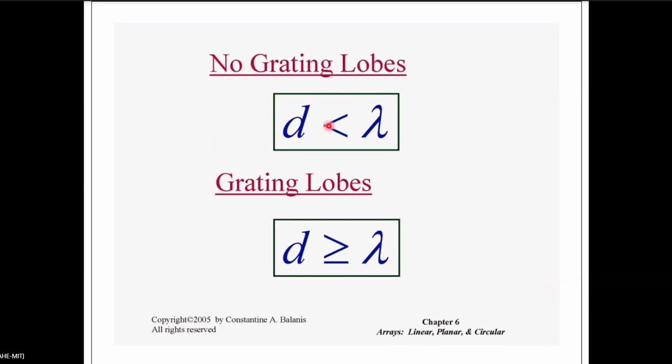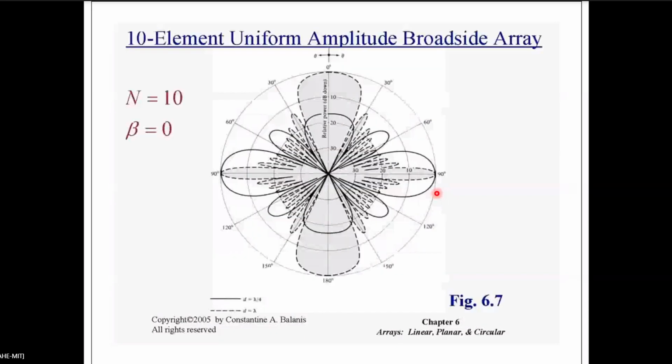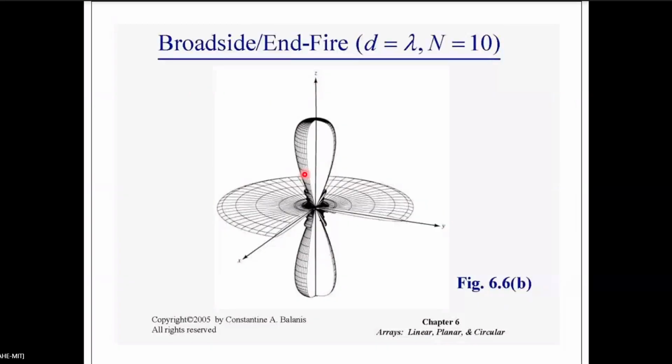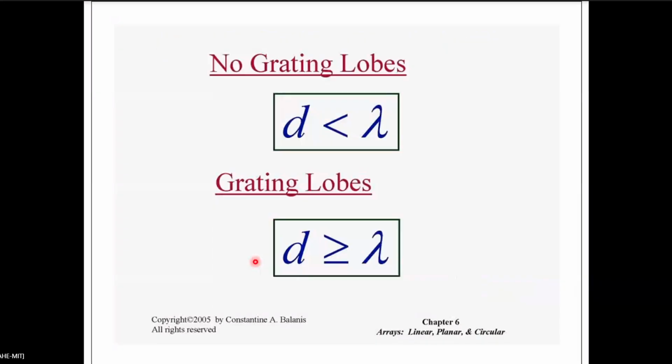No grating lobes if d is not equal to n lambda. What is a grating lobe? These are the grating lobes: maxima in unwanted directions are called grating lobes. Grating lobes can be avoided if d is less than lambda. Grating lobes will come if d is more than lambda.